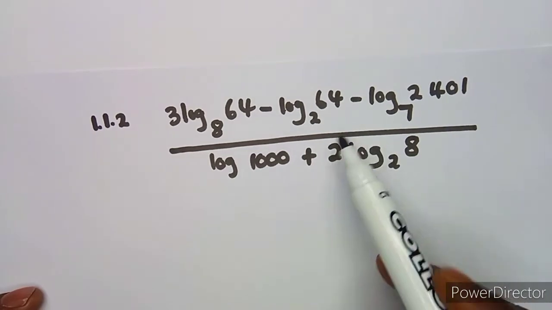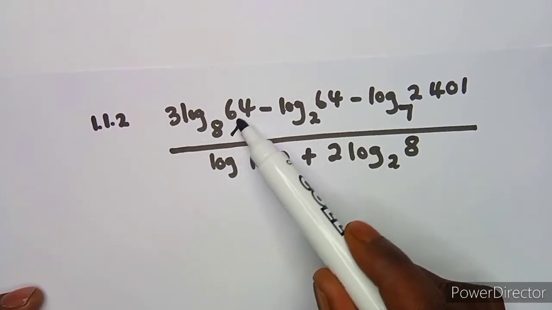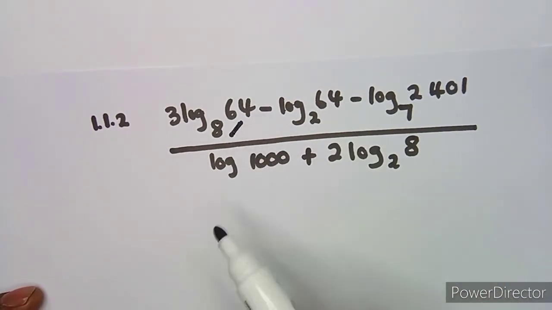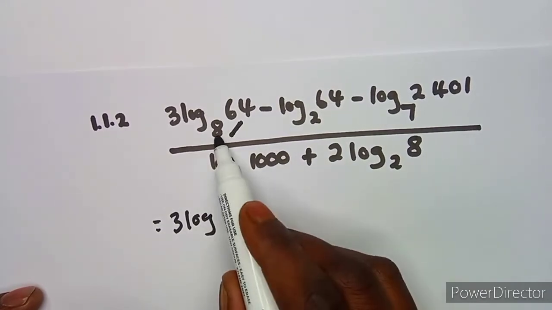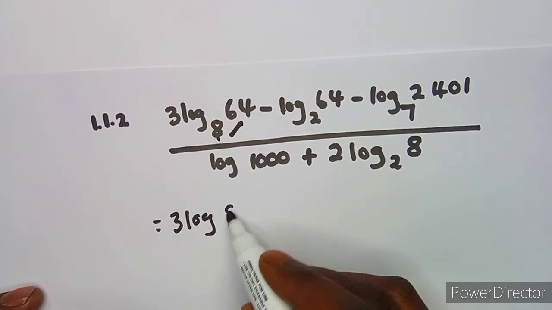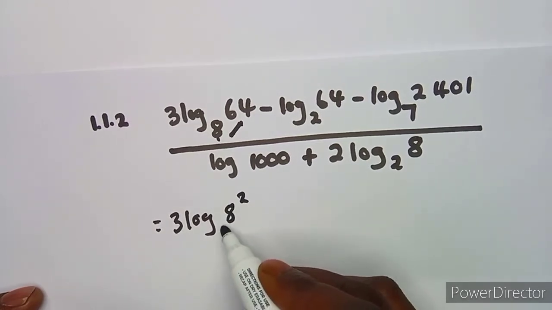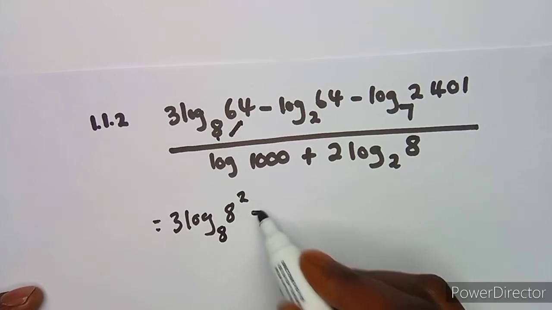Here I can choose to write this in terms of the same base here. That's gonna be 3 log in terms of base 8. 64 is same as 8 to the exponent of 2 in base 8.